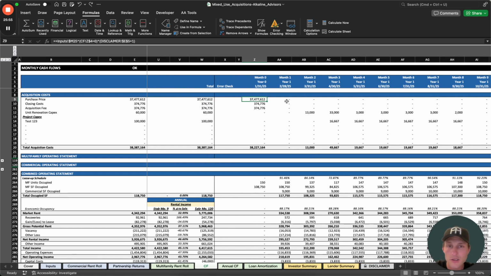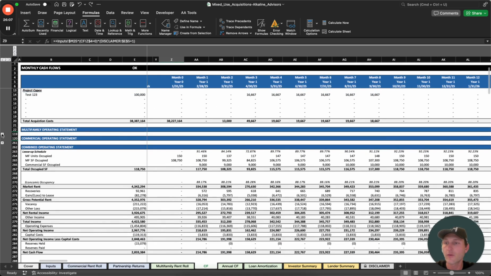So actually, that would be 15 years. So here, what we are doing is we're showing on a monthly basis, what costs are you incurring? So at an acquisition level, this is what we're incurring. Then we have the operating statement.